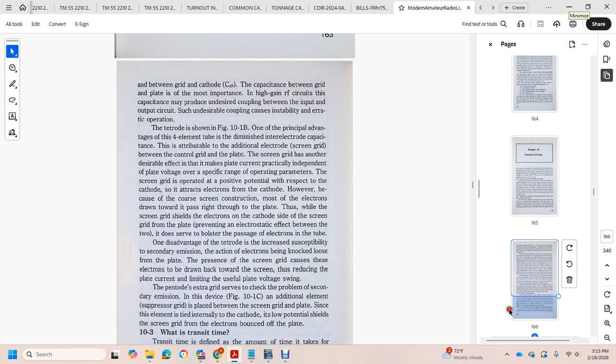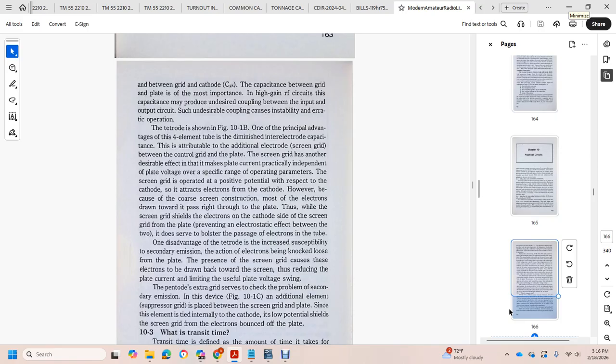The screen grid operates at a positive potential with respect to the cathode and attracts electrons from the cathode toward it. Because of the construction, most of the electrons drawn toward the screen pass right through to the plate. The screen grid shields the cathode side from the plate, preventing electrostatic effects between the two and boosting the performance of the tube.